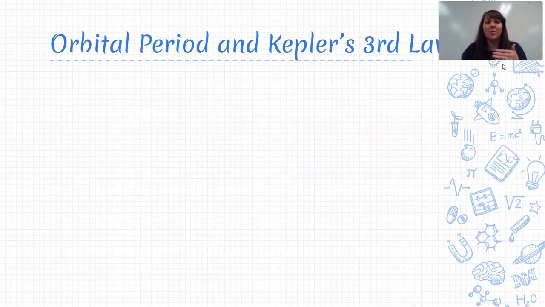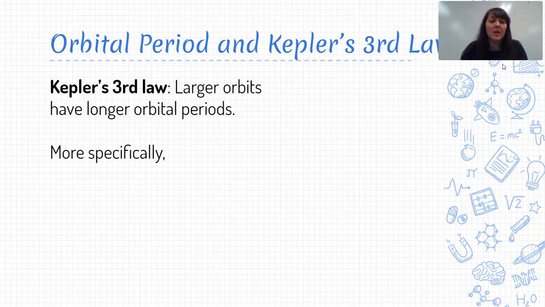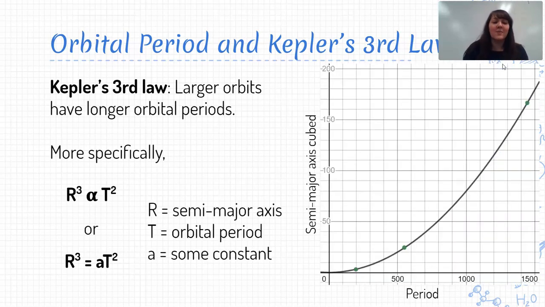Lastly, we're going to talk about orbital period and Kepler's third law. Okay, and Kepler's third law, in its essence, just says the bigger the orbit, the longer the period, the longer it takes for the object to go all the way around and complete a full revolution. Now, to get more specific and mathy on it, what we find is that the semi-major axis cubed is proportional to the orbital period squared.